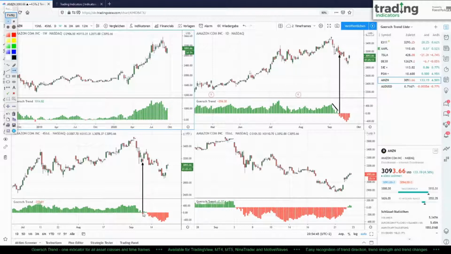This is the first short signal here in Amazon, around $3,100 in the 4-hour time frame, and even earlier here around $3,350 in the 1-hour time frame. So you see, the shorter the time frame you're trading in, the earlier you get these changes from an uptrend to a downtrend, and of course also the change again from the downtrend to the uptrend.